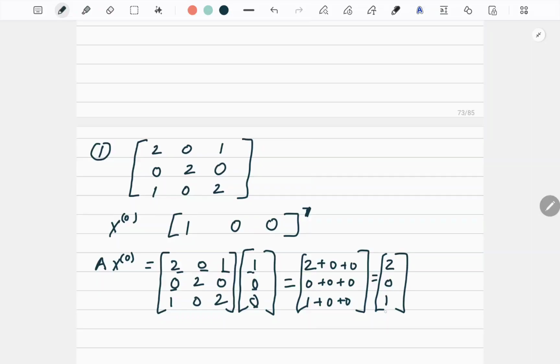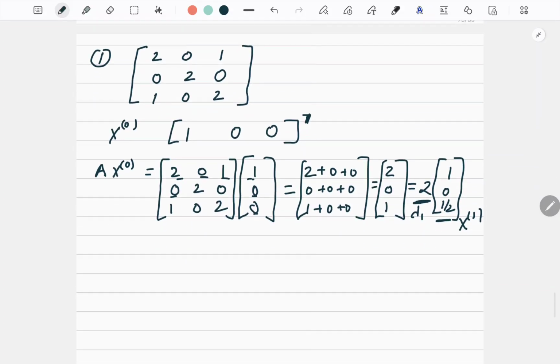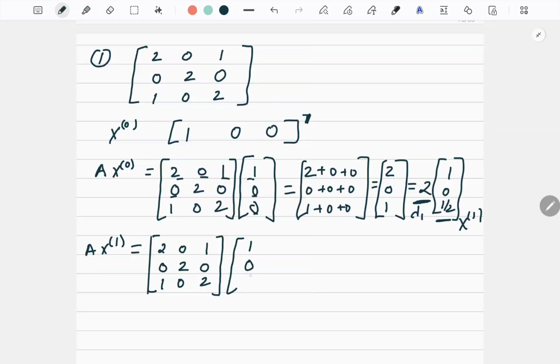Now in these three, which one is the largest? 2 is the largest. So I will take out 2 common and I will have 1, 0 and 1 by 2. So this is my first eigenvalue, lambda 1, and this is my first eigenvector x1. Right. Now I will do the second iteration. Second iteration means A of x1. So again I will write down A. My A is 2, 0, 1, 0, 2, 0, 1, 0, 2 and here 1, 0, 0.5.